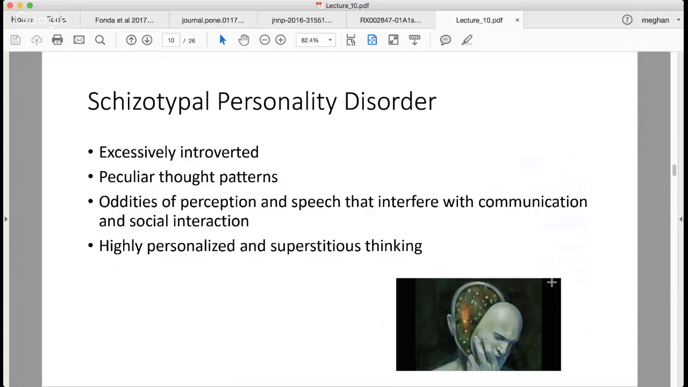Causal factors are believed to be moderately heritable with a genetic and biological association with schizophrenia. I think that's obvious from some of the symptoms here that look very much like schizophrenia. Individuals are likely to have a history of childhood abuse and trauma.